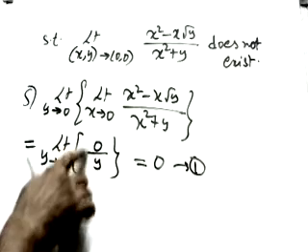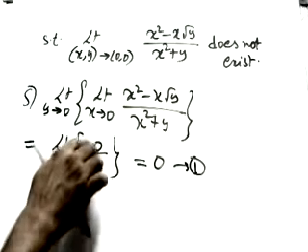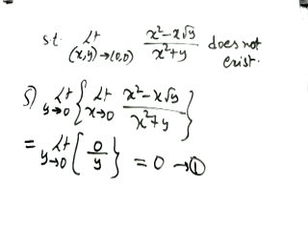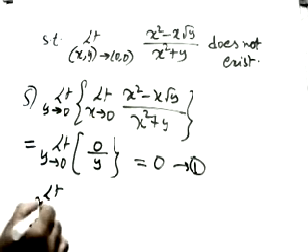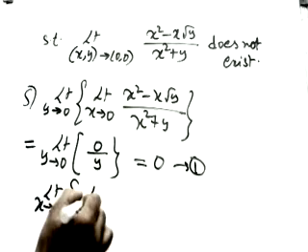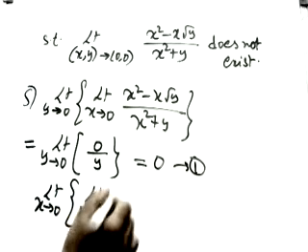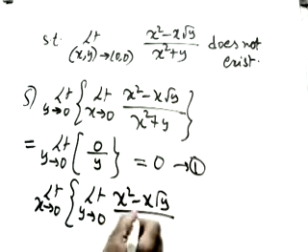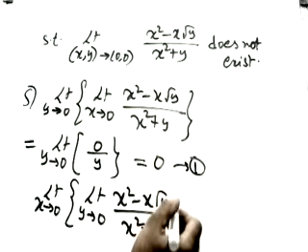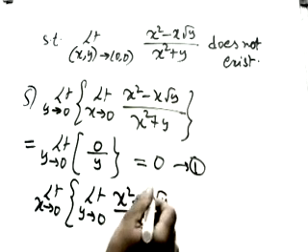So note this as 1. Don't substitute y as 0 here. Just 0 by any number is 0. Don't write 0 here, it will become 0 by 0, not defined, an indeterminate form. So now you reverse this one. Limit x tends to 0, limit y tends to 0, x square minus x root y divided by x square plus y.